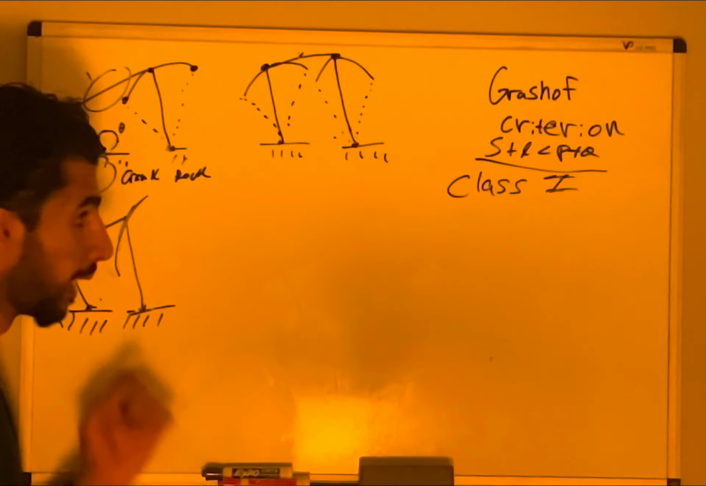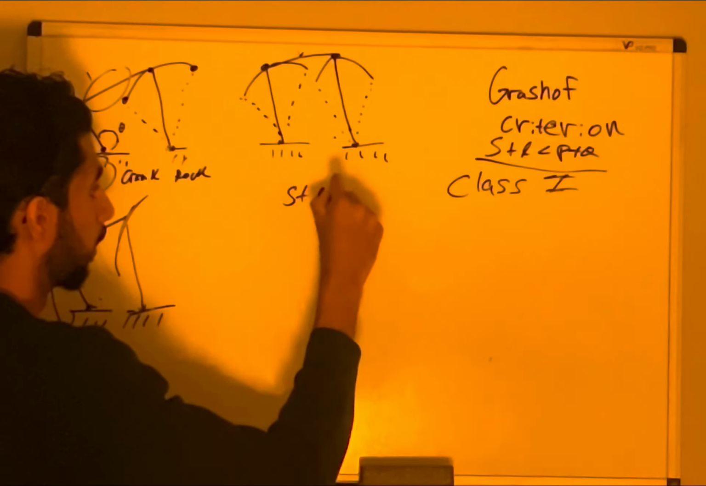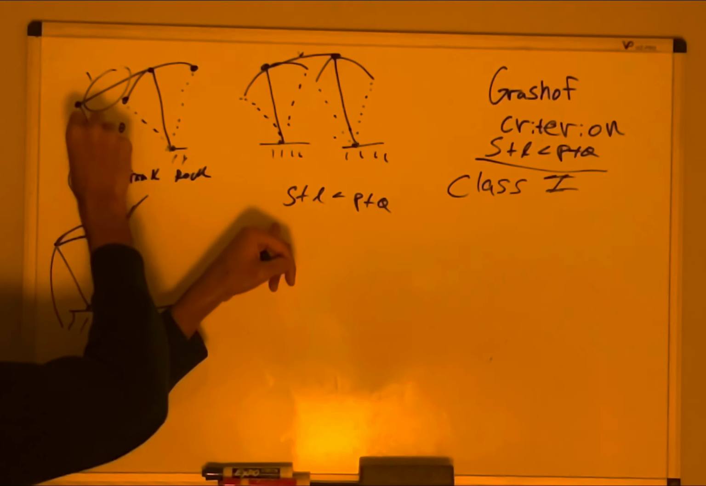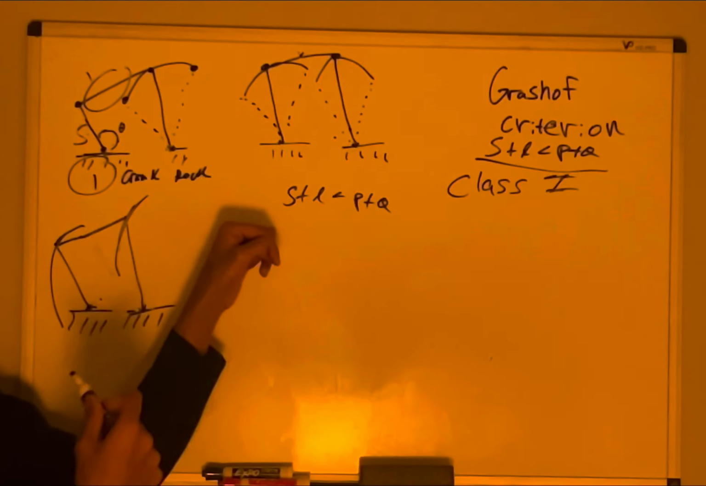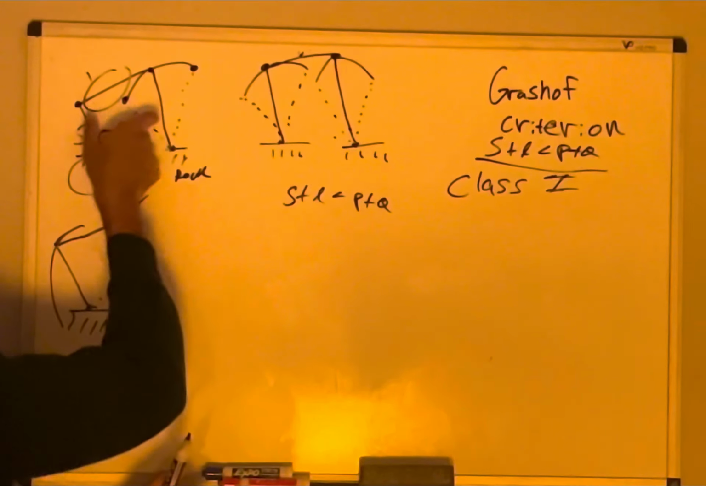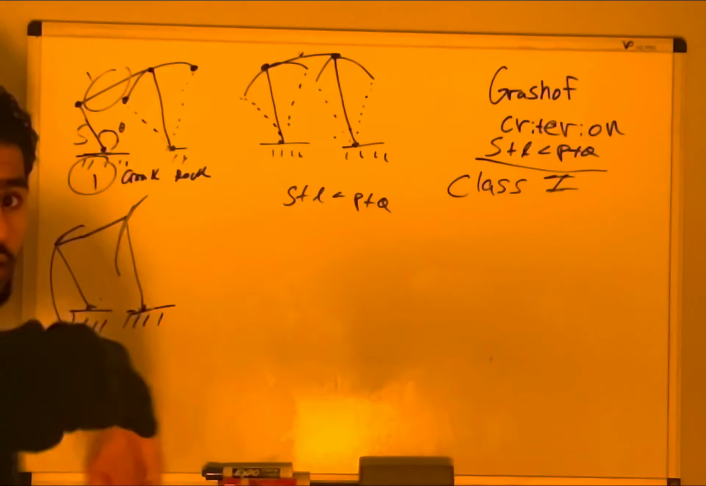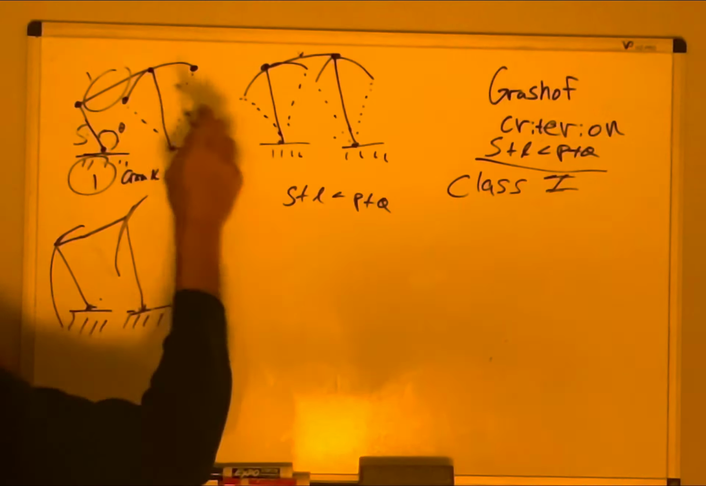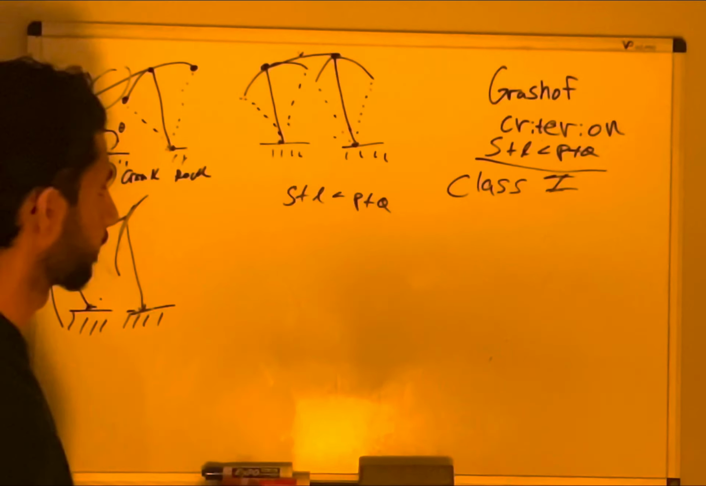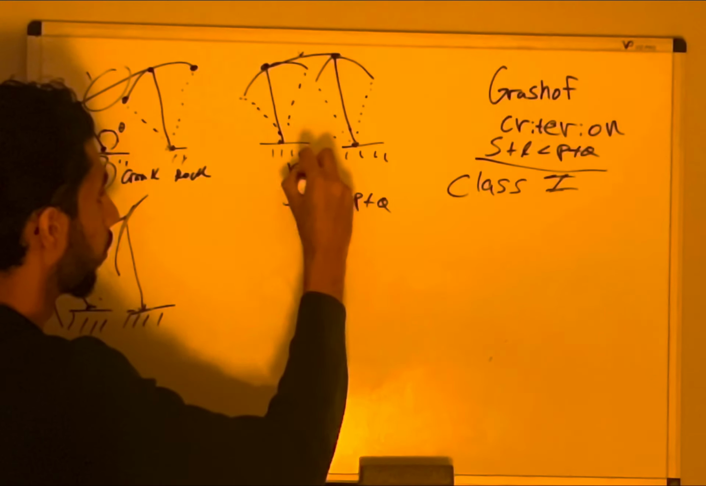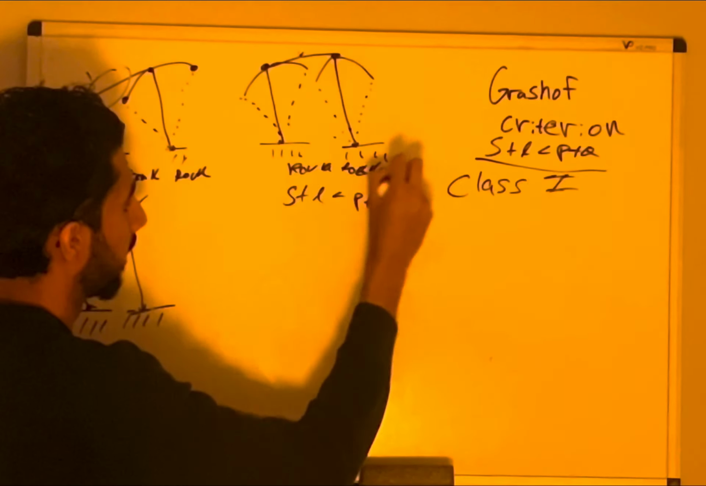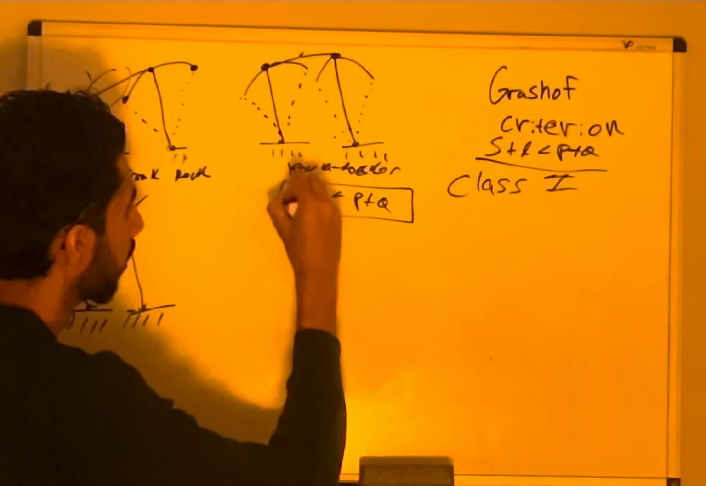As long as this is first satisfied, and secondly, the shortest link has one adjacent to it that's grounded, that means it is a crank rocker. So this one cranks with full rotation, and this link oscillates between two extreme values. It rocks. Now this one is a rocker.